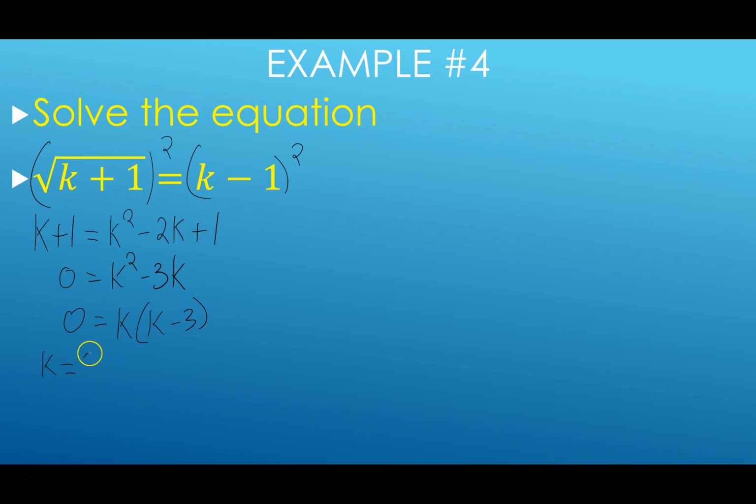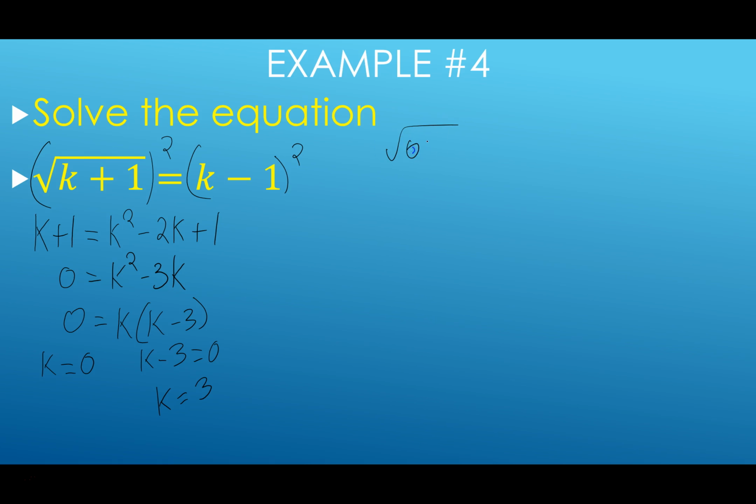So we can say k equal to 0, which just means k equals 0. We can say k minus 3 equals 0, which means k equals 3. So we have two possibilities. Now, for these particular equations, these are the ones that you are generally going to have an extraneous solution where one or both the answers don't actually work, which is why it's so important to plug in.